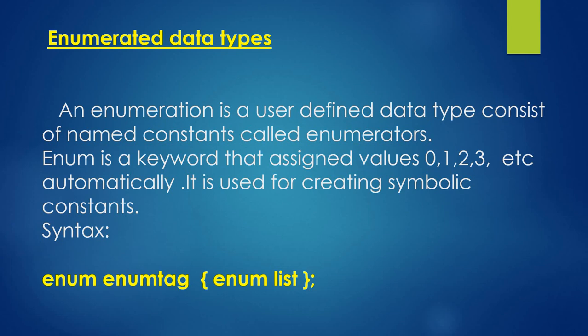The same purpose is served by the enum statement also. Using the enum data type, we can define more than one symbolic constant. Using one enum statement, we can define more than one symbolic constant. The syntax for the enumerated data type is enum tag, then enum list in brackets, then semicolon. This is the syntax for declaring the user-defined data type enum, or enumerated data type.